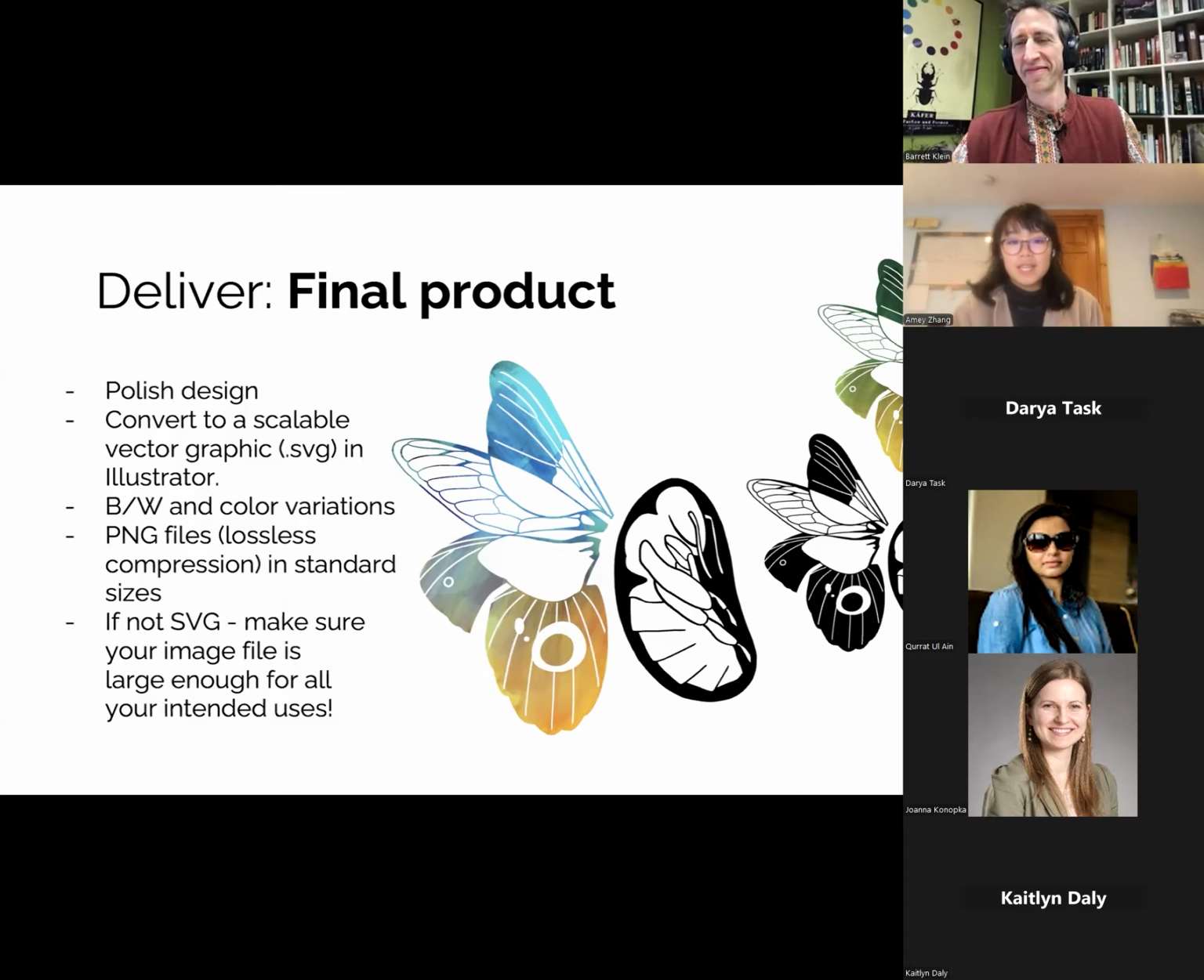If you're not using a scalable vector graphic, I think Barrett touched on this, it's just really important before you start the rendering of your final image that you make sure your image file is large enough for all of your intended uses. There are fancy ways you can try to scale things up, but it'll take more work.